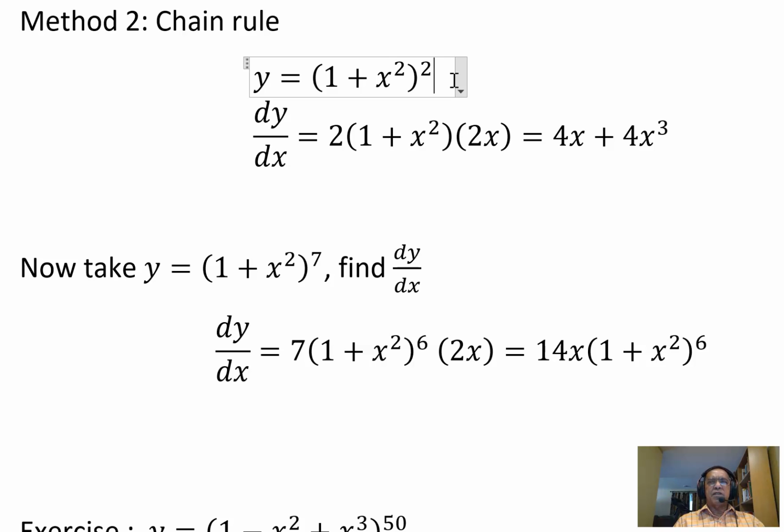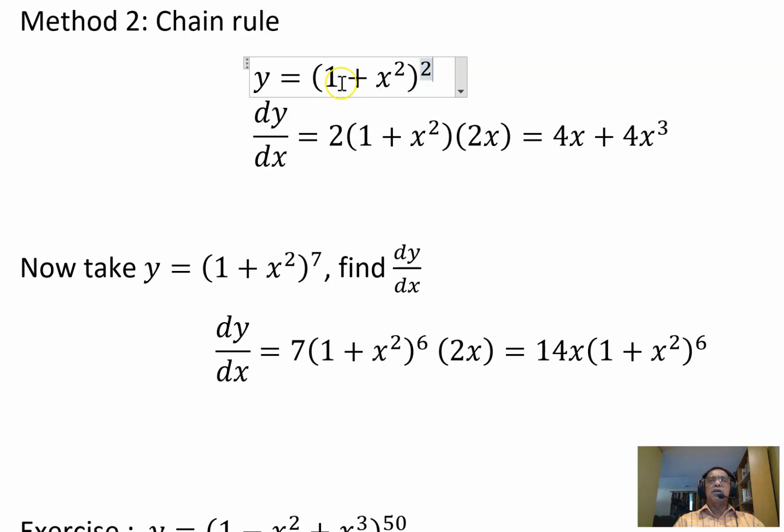It's black boxed. So if you think of this as a castle, then the inside is 1 plus x squared. From outside, nobody will see the 1 plus x squared. From outside, you will only see the 2 as the square. So you only see a power. So what you do is you do the thing that you see from outside. If you only see a power, you take care of that. So you use the power rule.